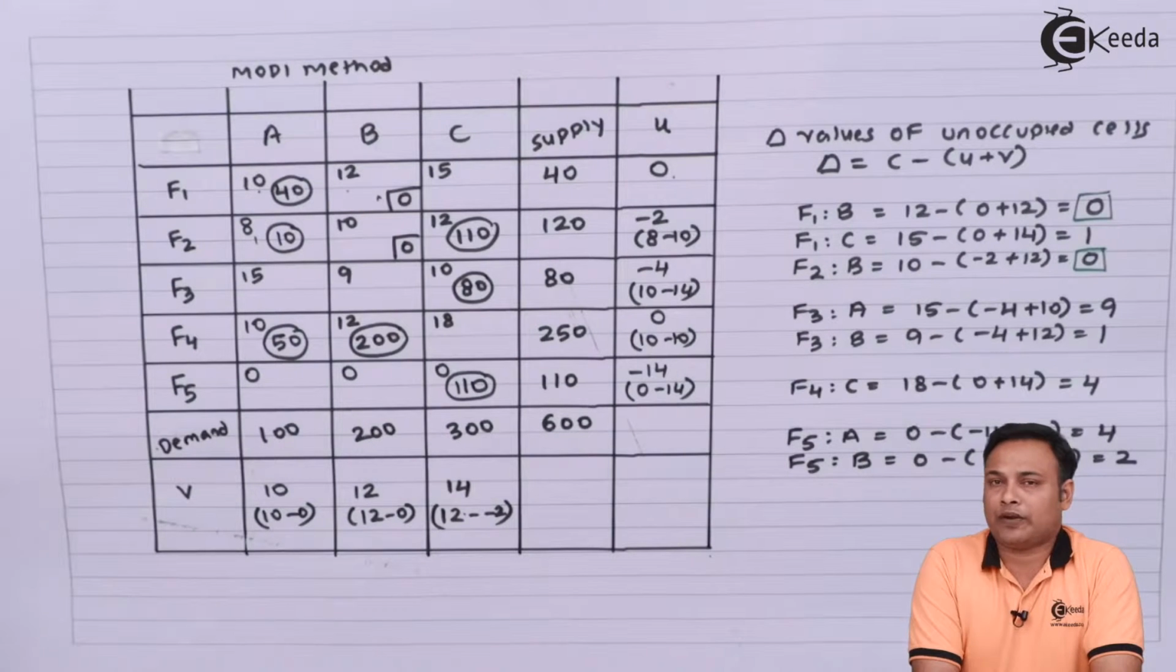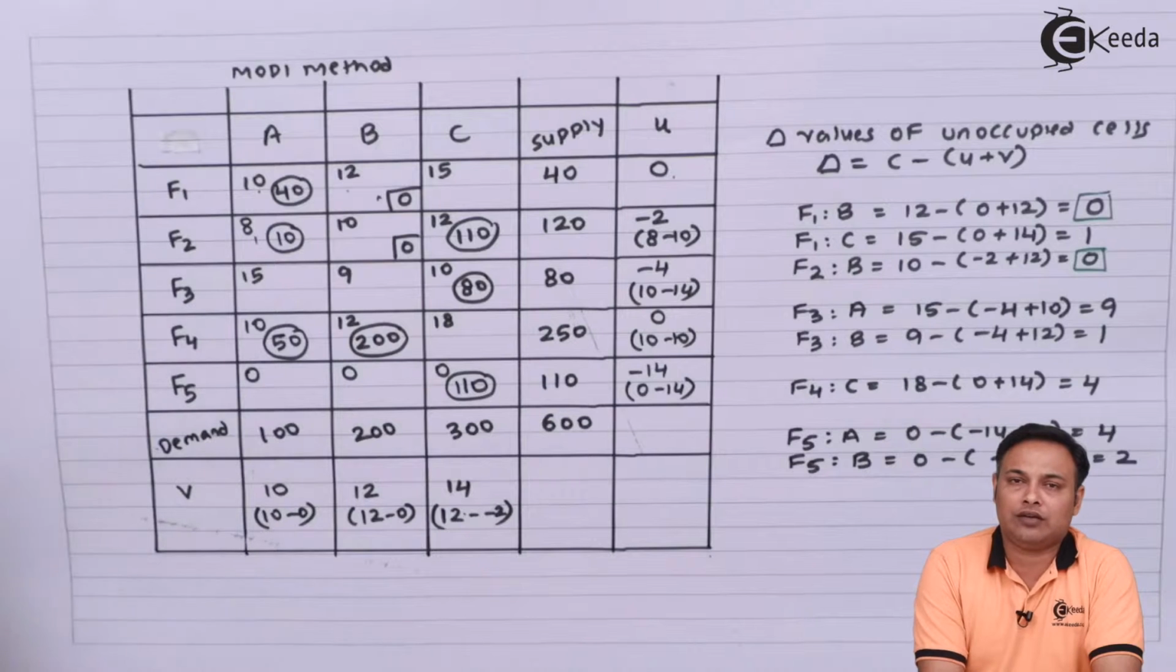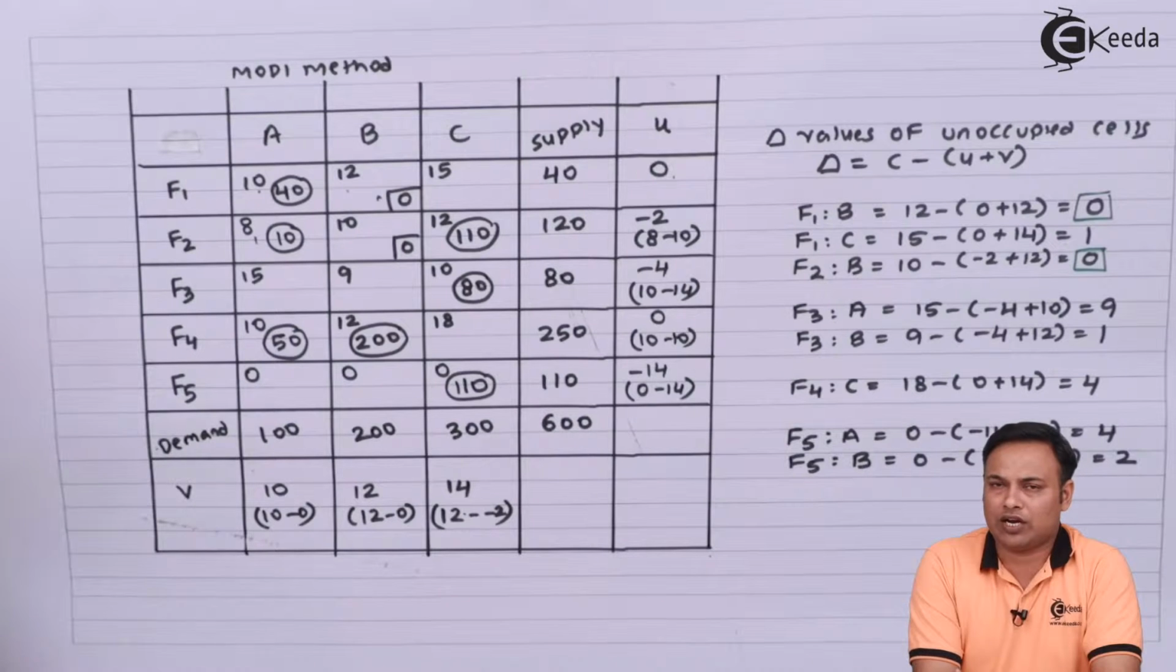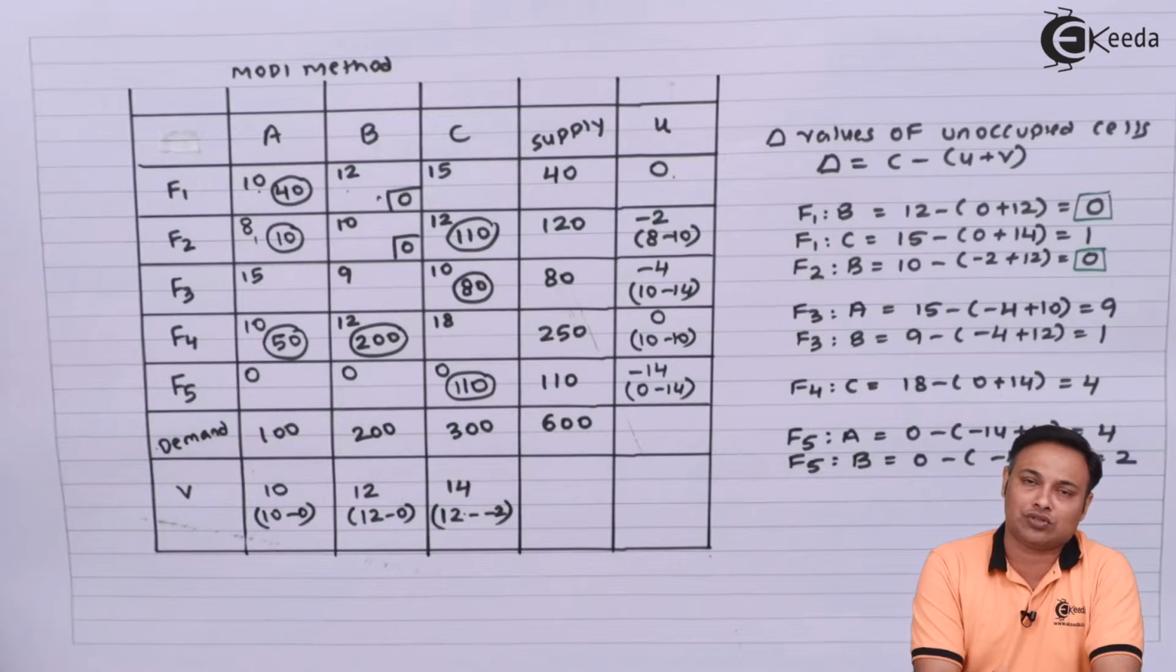What to do to obtain another solution to the problem? We are not going to do anything new here. We are going to simply draw the loop by using any one unoccupied cell with a delta value of 0. Take the unoccupied cell whose delta value is 0, make the loop and modify the solution so that you can get another solution. So it's not something new we are doing. We are simply applying the same concept of loop in transportation to get another solution to the same problem.